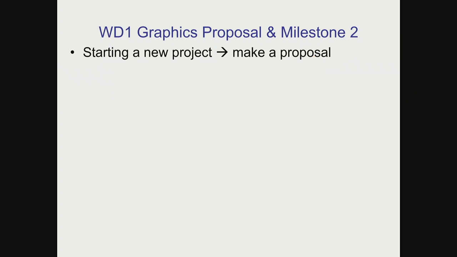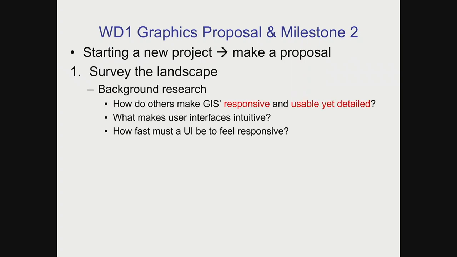So WD1 is all about making a proposal and doing background research that relates to geographic information systems and how they display information. This is a good thing to do in any project, right? So when I'm starting a project or my grad students are starting projects, the first thing we want to do is survey the landscape. So you want to do background research, and two of the challenges that we've identified in WD1, which also show up in the Milestone 1 or Milestone 2 rubric, are: how are you going to make your GIS responsive so it feels interactive? And how are you going to make it easy to use but still show lots of detail? Because we're asking you to be able to show all the detail in these cities.